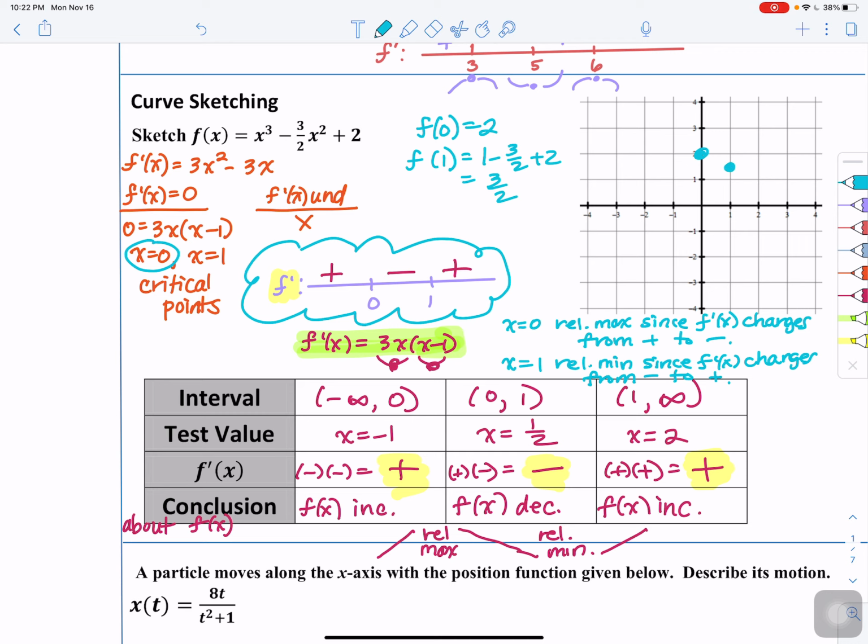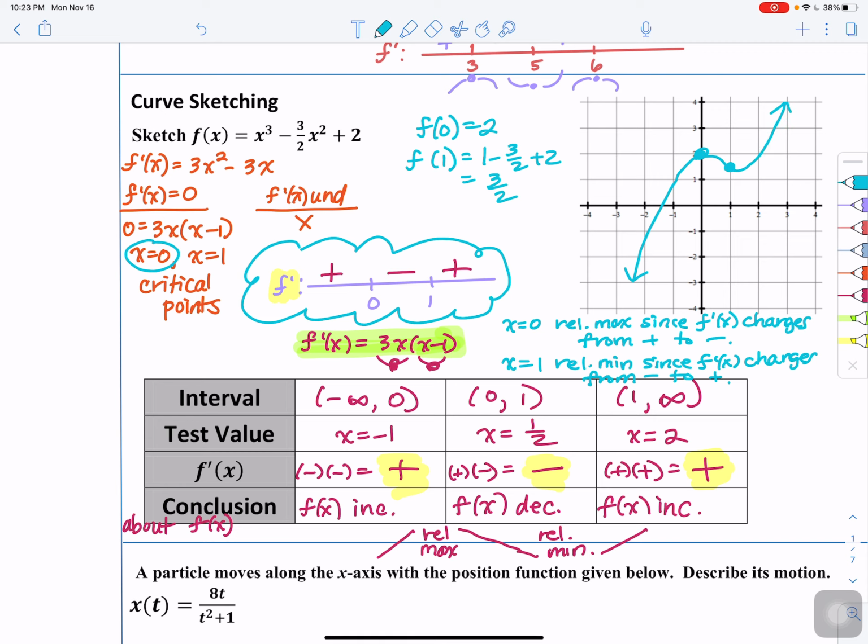So what happens here? What do we say happens? From negative infinity all the way to 0, what's our graph doing? It's increasing. And then from 0 to 1, we said decreasing. And then back up to increasing.